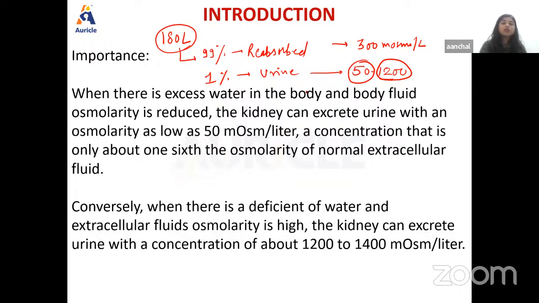So when there is excess water in the body, body fluid osmolarity is reduced. The kidney can excrete urine with an osmolarity as low as 50, a concentration that is about 1/6 of the osmolarity of the normal extracellular fluid that we have discussed, which is about 300. And when there is a deficit of water, meaning the body is in a condition of dehydration, at that time the concentration of urine can be about 1200, or at maximum it can be 1400, right?